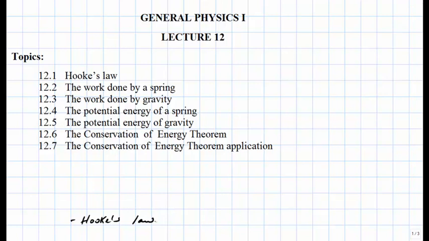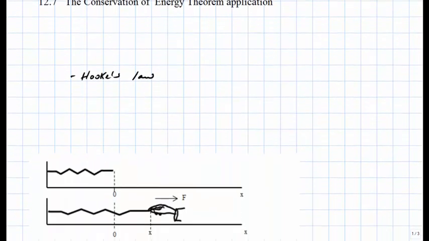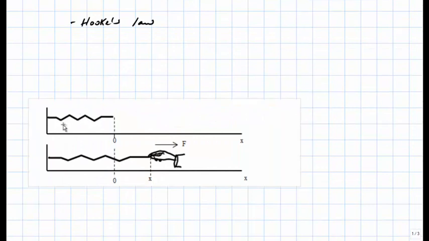Hooke's law establishes the relationship between the force that is applied onto a spring versus the amount of compression or elongation that the spring is experiencing. So let's introduce a spring into our consideration. This is a typical diagram of a spring. We're showing the spring at its relaxed state. In other words, the spring is not being compressed and it is not being elongated at this location.